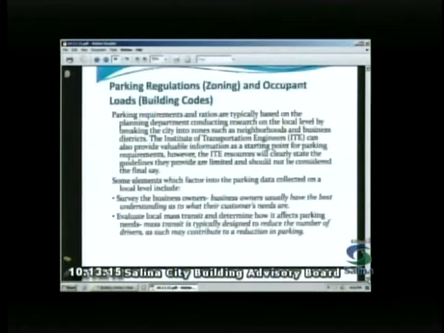Now we look at parking regulations and occupant loads. This can become one of a very confusing item too, as it relates to zoning and our building codes. Parking requirements and ratios are based on planning department conducting research. The Institute of Transportation Engineers provides quite a bit of information on this that most jurisdictions use, as a matter of fact, as a starting point for these parking requirements.